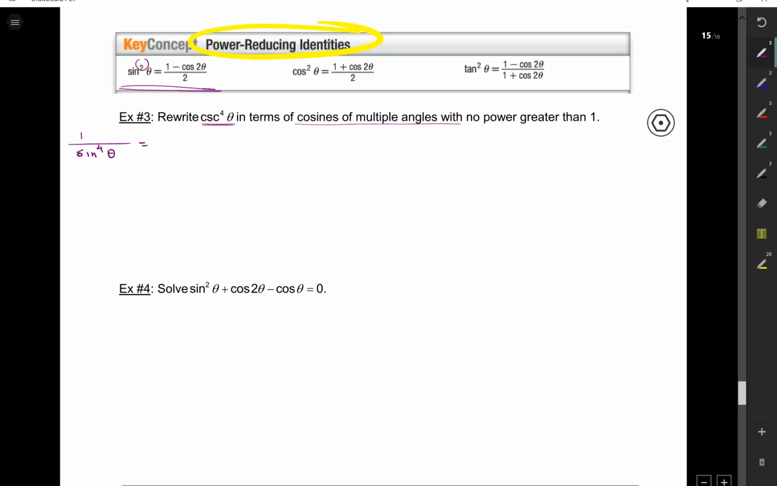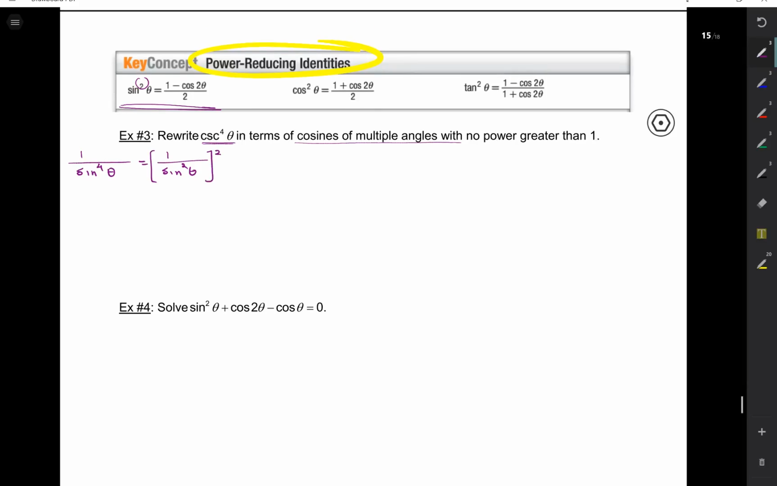Okay? Well, that's fine. But you know what? None of my identities are with an exponent of 4. They're all squared. Well, can I write something to the 4 as something squared? Can I write this as 1 over sine squared theta, squared? Sure, why not? It feels like we're just doing everything.